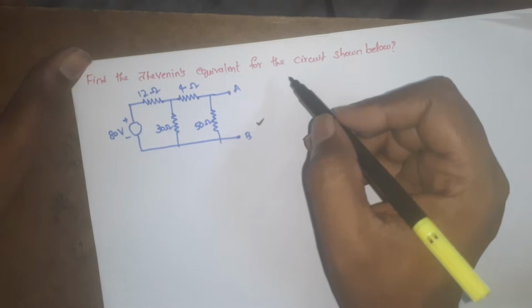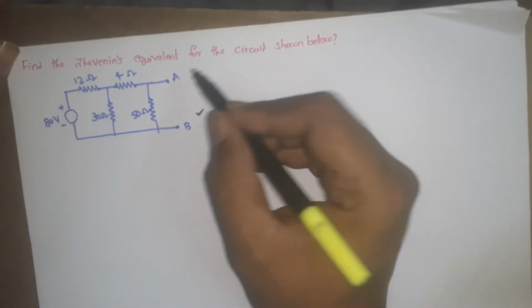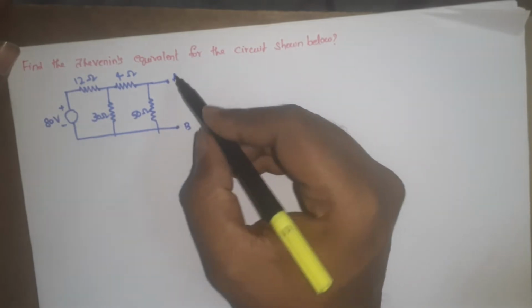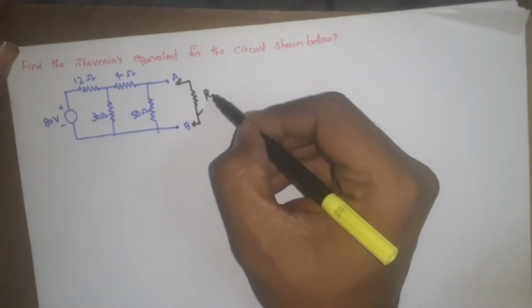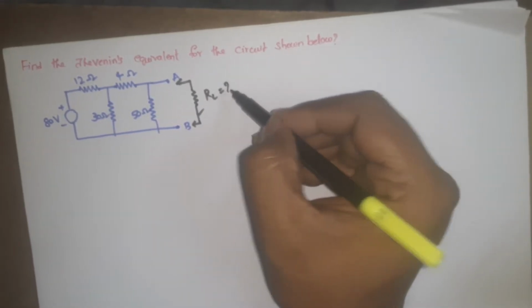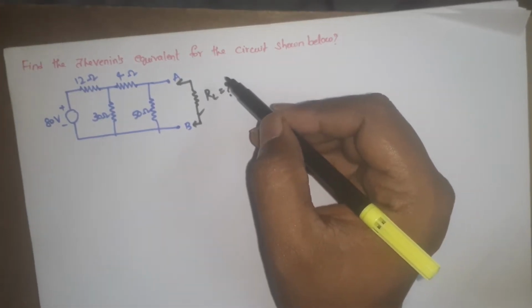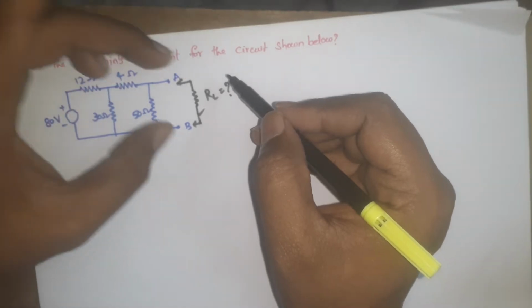As we discussed, the load terminals are already open. See, A and B. Suppose if you want to connect a load here, we are going to connect the load RL. Here he has not given the load, so our task is to find the equivalent circuit for the network shown below. First thing we are going to do is remove the load terminal and find the VOC.